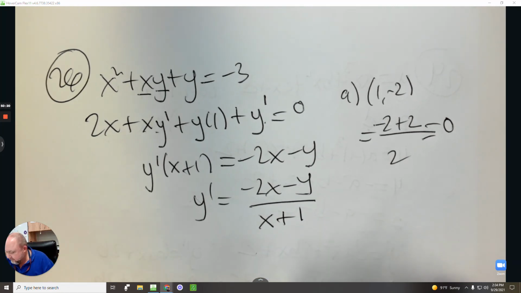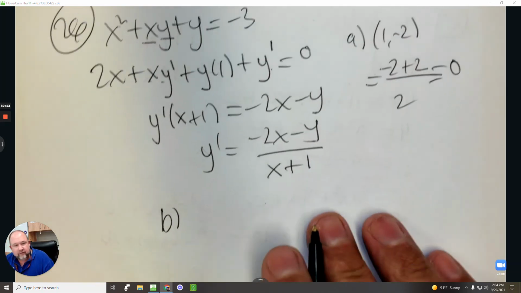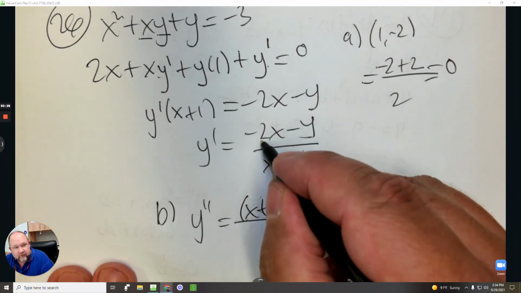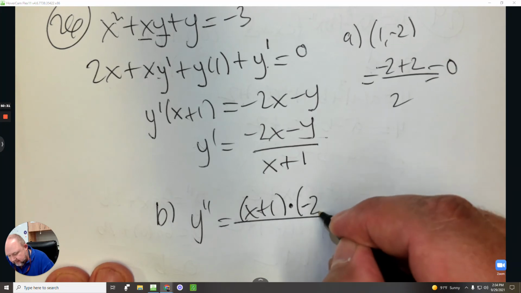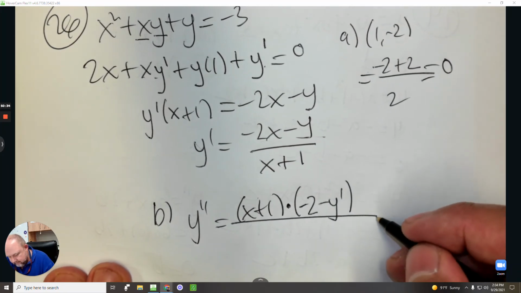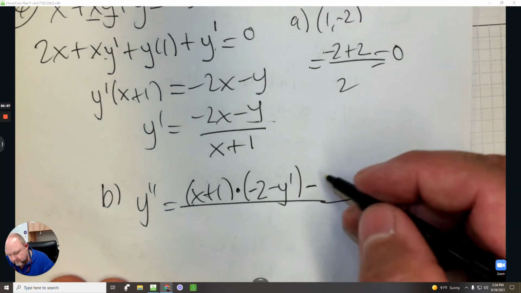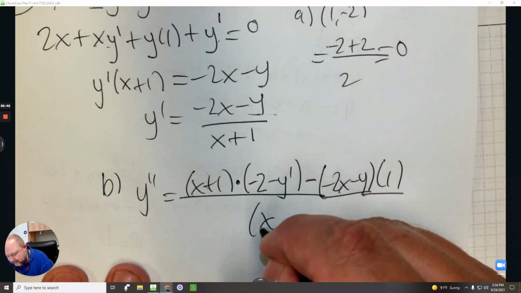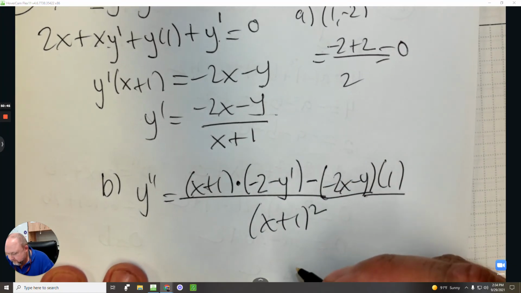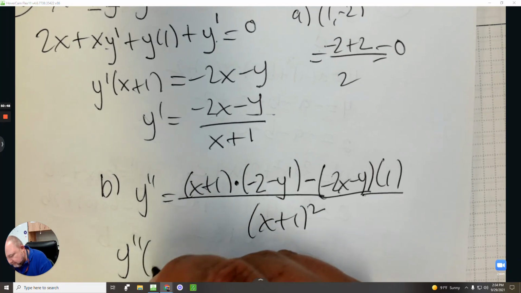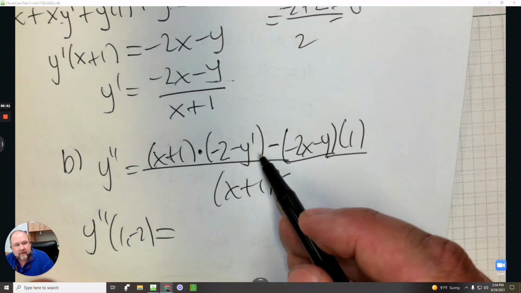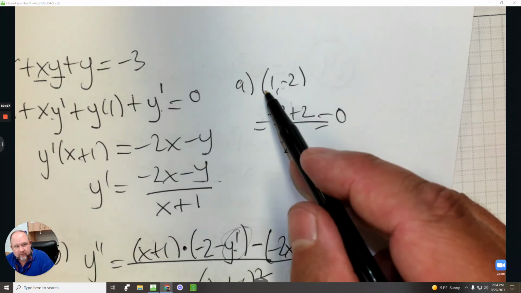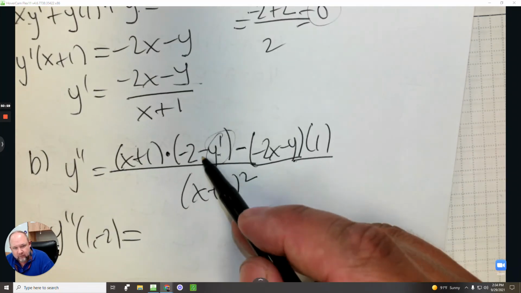B says find the second derivative. So the second derivative here is the bottom times the derivative of the top. So that's going to be -2 minus y prime, minus the top times the derivative of the bottom, and then the bottom squared. And then at 1, -2, because the derivative here is 0, this is 0. So the derivative at 1, -2 is 0. So y prime is 0.